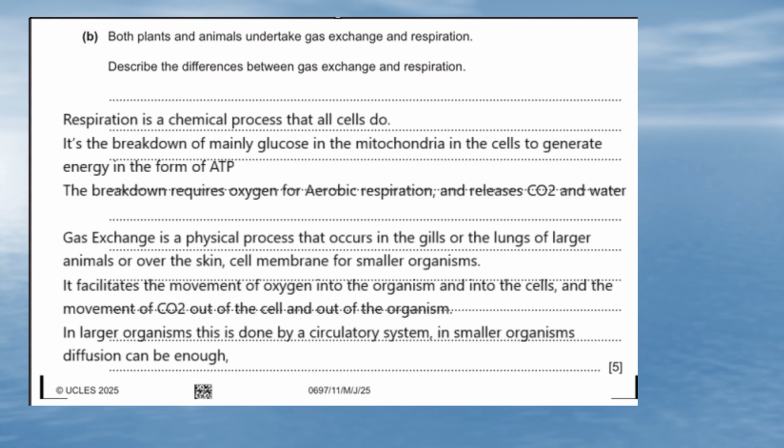In larger organisms, it's done by a circulatory system. In small organisms, diffusion can be enough. Again, the last one here is not really needed. So here you might write something about plants instead. But again, it's a 5-point question, so you need to come up with 5 different things to make sure you get all 5 points.